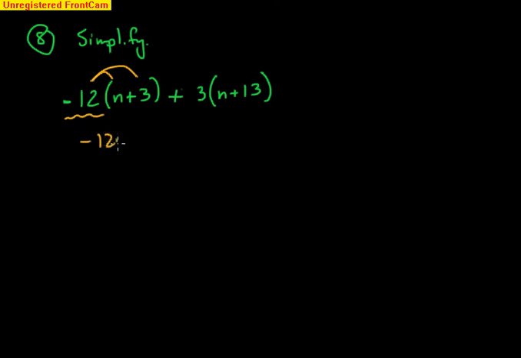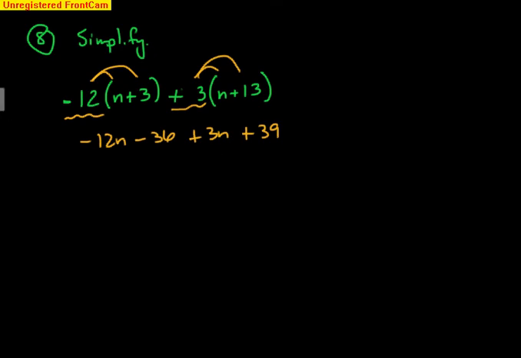Negative 12 times n is negative 12n. And negative 12 times positive 3 is negative 36. That's the first distribution. Then we distribute the positive 3 into the parentheses. Well, that's positive 3 times positive n is positive 3n. Positive 3 times positive 13 is positive 39.